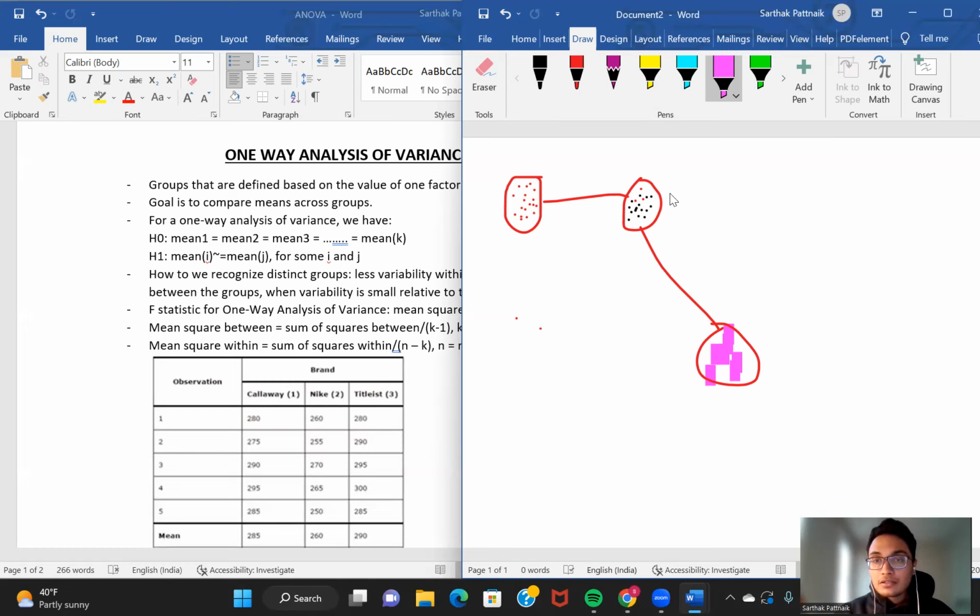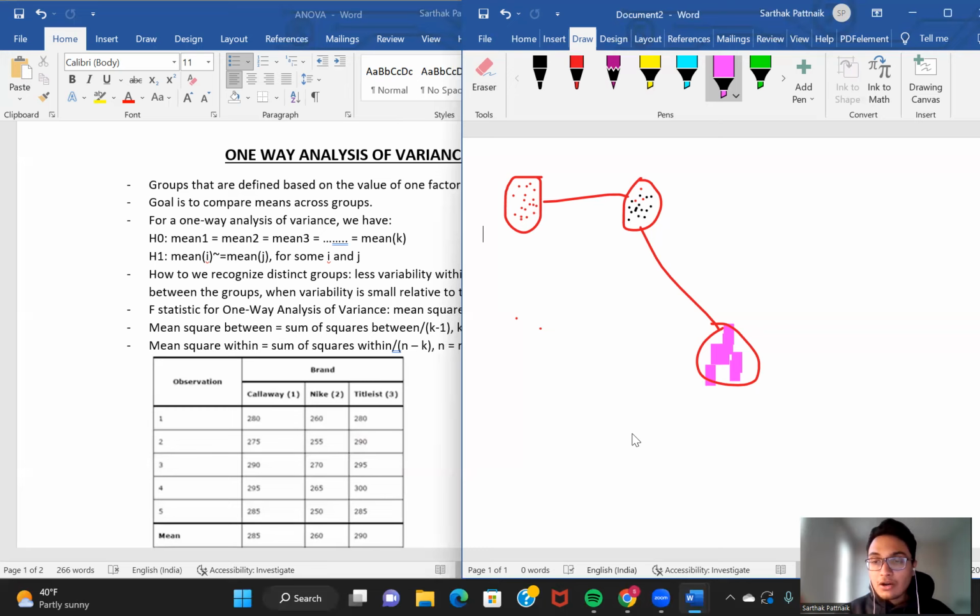So if you look at this particular arrangement of data, what you can see is the variation between data points within this particular circle is extremely small. The variation here is extremely small as compared to the variation between a black point and a red point, a pink point and a black point, or a red point and a pink point. So let me reiterate the idea once again.